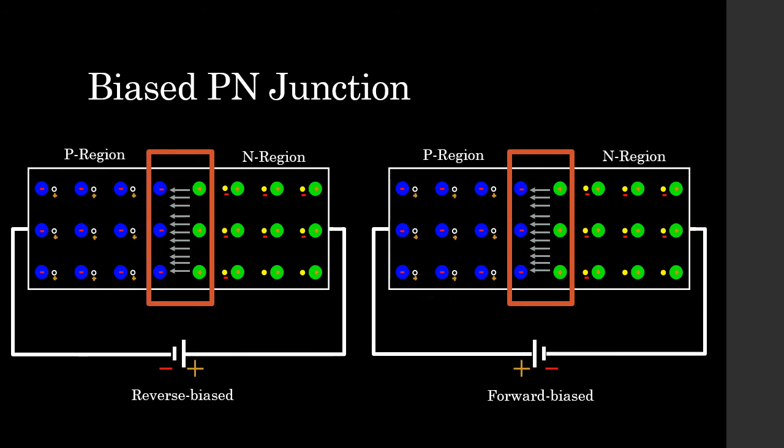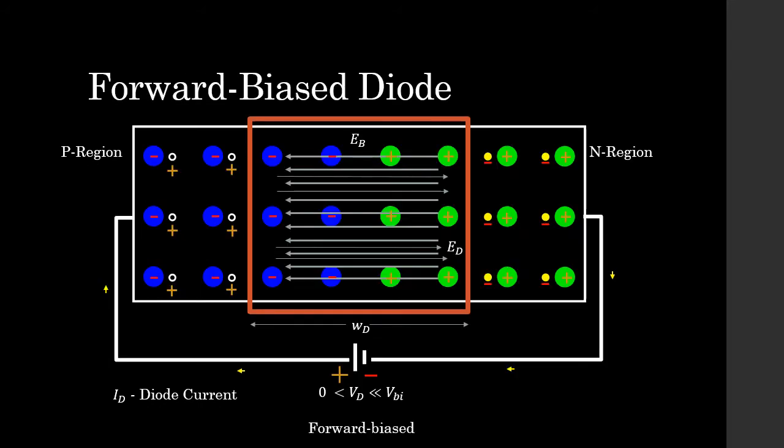Now what happens when we set up this biased PN junction? Let's look at forward biased condition first. So students, for the forward biased condition, we are now biasing this diode with a voltage VD from this battery. And this voltage VD is greater than 0, but it's very much less than our barrier potential voltage. And what this does is this voltage VD then sets up a very weak electric field within our depletion region, as it's demarcated by ED.